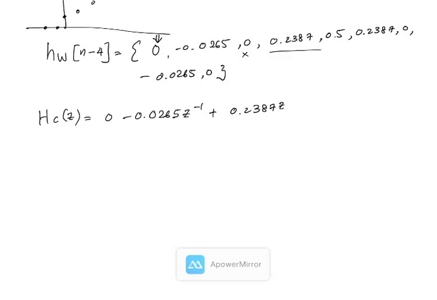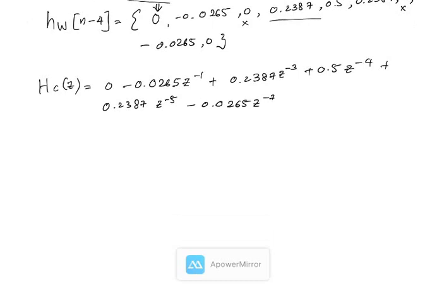So this is z power minus 3 plus 0.5 z power minus 4 plus 0.2387 z power of minus 5 minus 0.0265 z power minus 7. So this one we also can silence. So this is the transfer function.